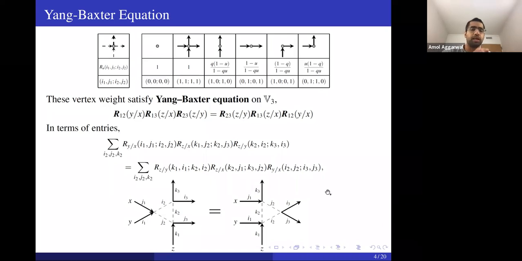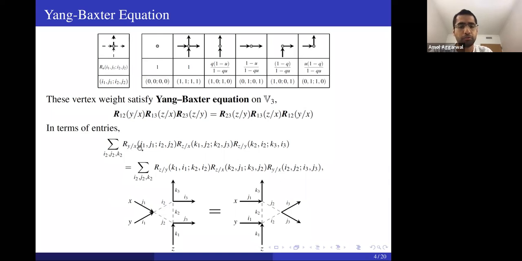So in terms of the entries, this is a matrix equation, and you can write it in terms of the entries, and you get an equation that looks like this. I'm just taking one specific entry of this equality, and you'll get something that looks like this. And this has a diagrammatic interpretation, which I'll be using fairly frequently, as follows.